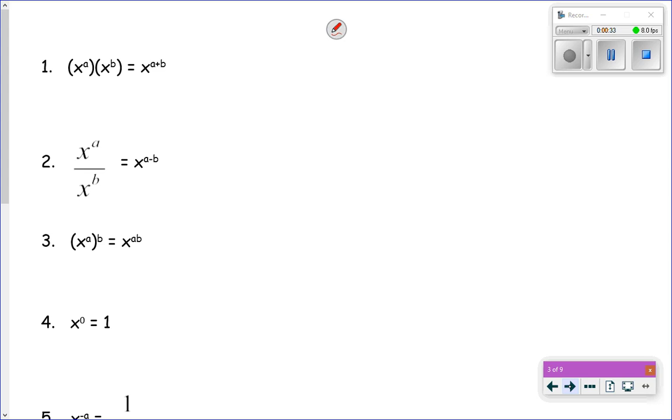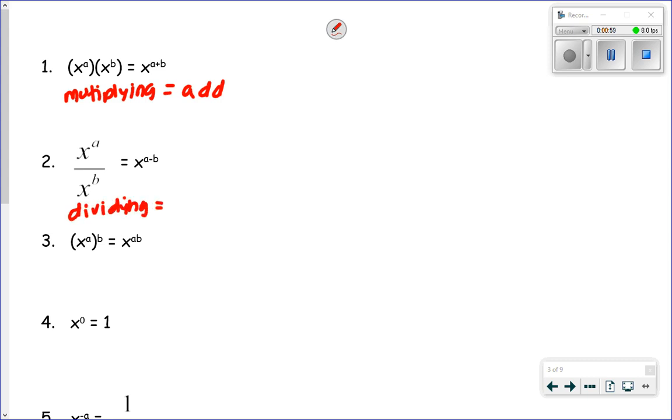Okay, so this first example, I have x to the a times x to the b, and that equals x to the a plus b. So multiplying, when you're multiplying two terms that have exponents in them, you're going to add the exponents together. Okay, the next one is going to be dividing equals subtract. So if you have two like terms that have exponents in the top and bottom of a fraction, you're going to subtract them.